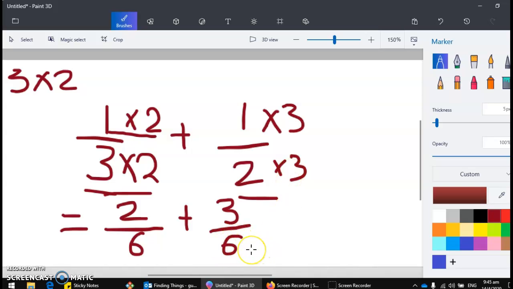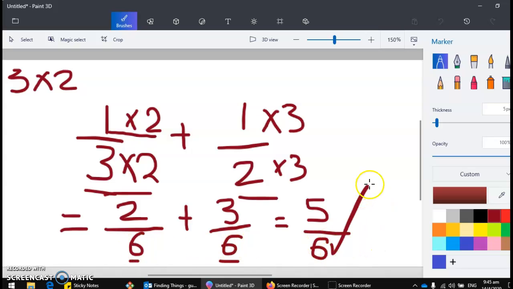And now, the rule for fractions, addition and subtraction, is the denominator must be the same. Is this the same? Yes, good job. So what do we do? Last step, we add. 2 plus 3 is 5. 6 just remains as 6. Do not add 6 plus 6 is 12. Please, this is the correct answer.